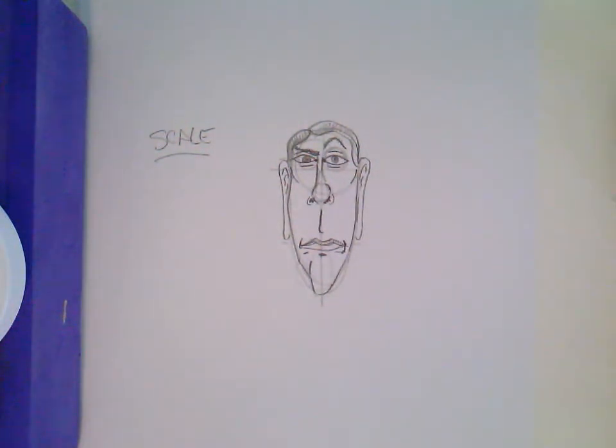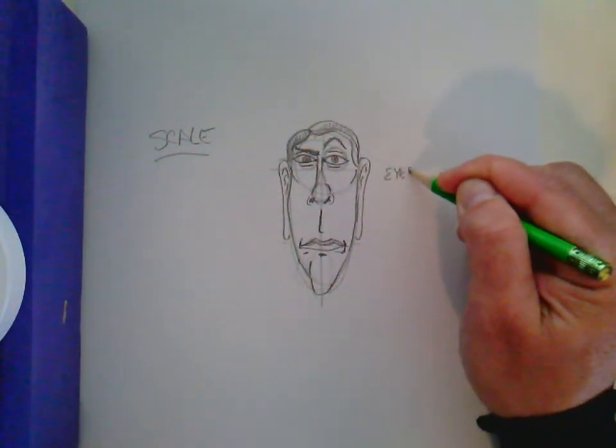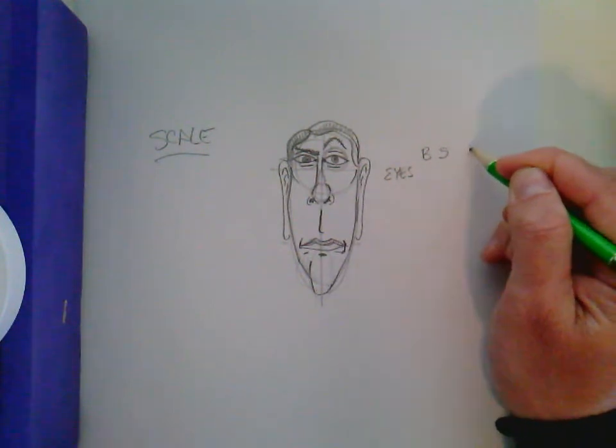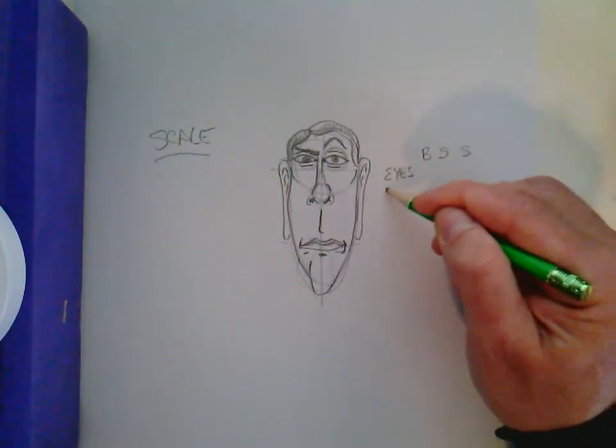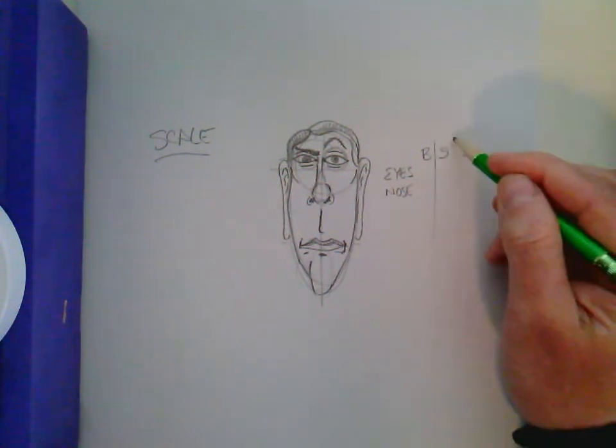So for today's work, I'm going to have you draw a proportional face as we've been, but this time I want you to alter the scale. So maybe think about parts and pieces that could be bigger or smaller. So like the eyes could be bigger or the same or smaller. The nose could be bigger or the same or smaller.